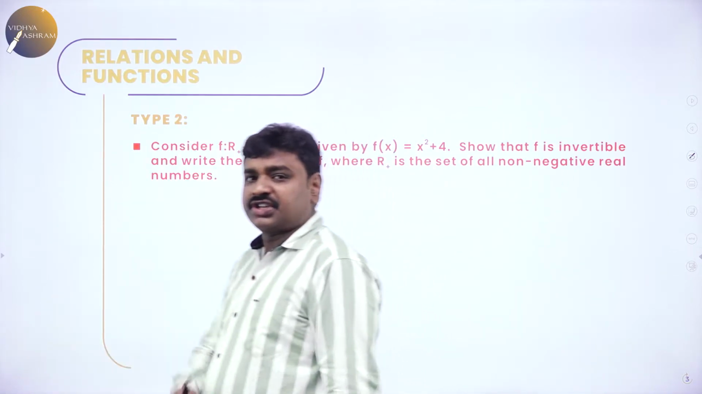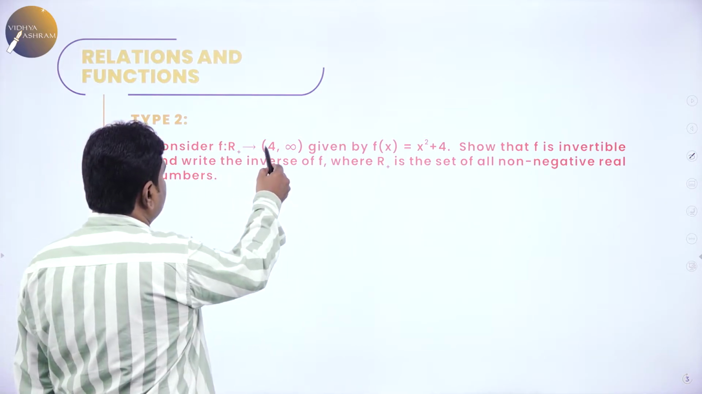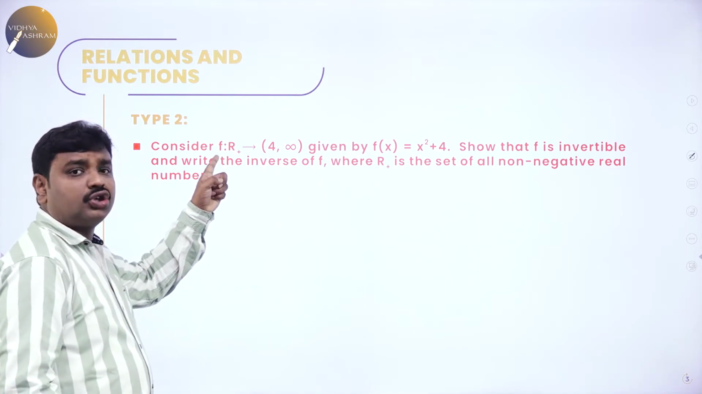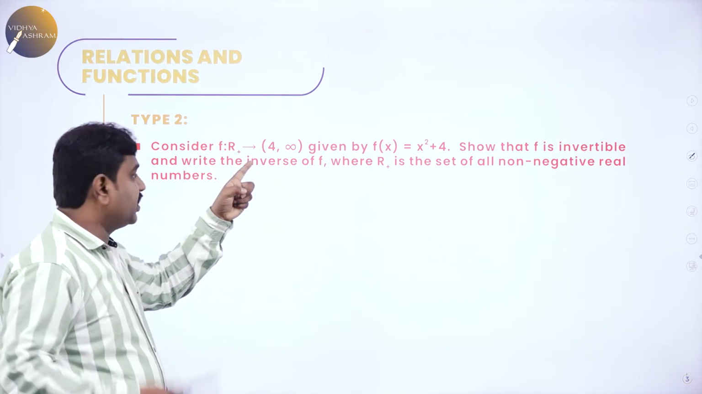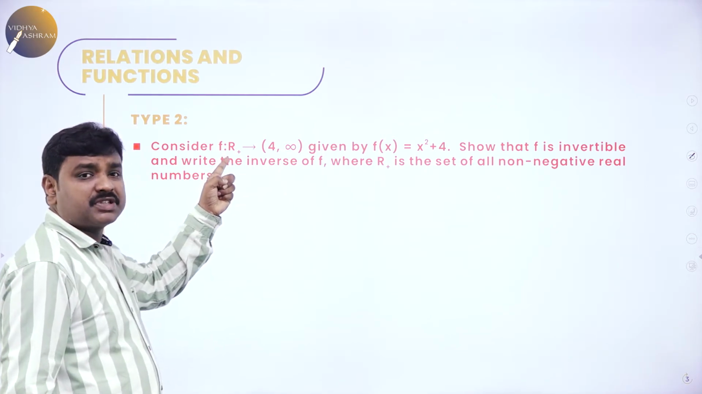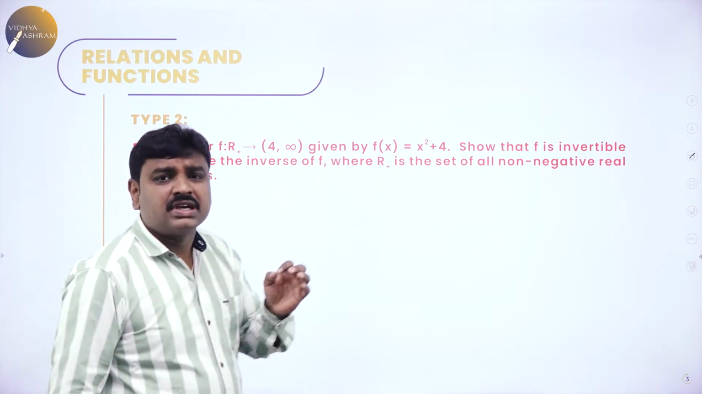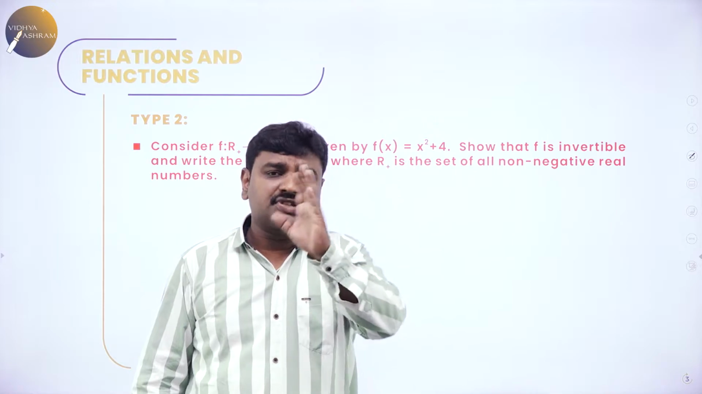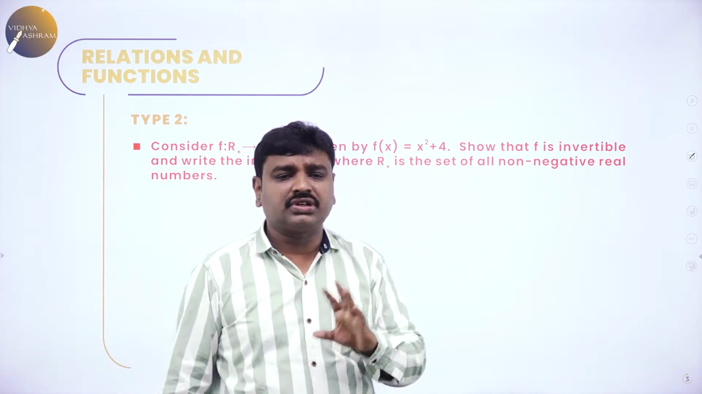So, now the next problem. Here consider f maps R plus to 4 comma infinity. Observe this. R plus is the domain. I told you f maps A to B: A is domain, B is codomain. Here the domain is R plus. R plus means the set of non-negative real numbers. Non-negative real numbers means all the positive numbers including 0. 0 is neither positive nor negative, we can include 0 also, that is the meaning.